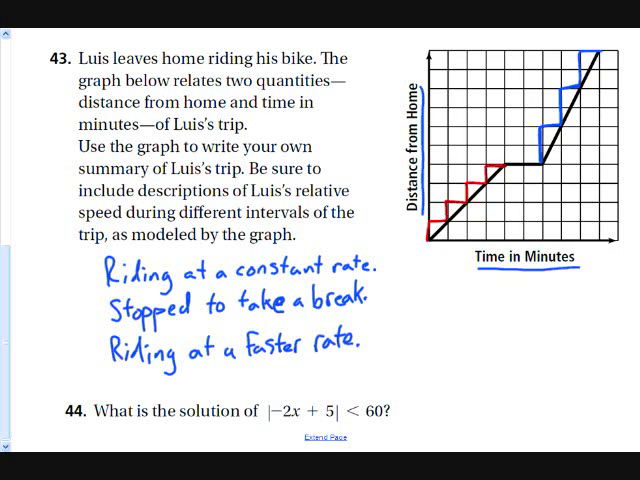And you can be a little bit more descriptive and make use of full sentences here. But just to give you a general brief understanding of this, he's riding at a constant rate, he stops to take a break, and then he continues riding at a faster rate. That's what the graph tells us.